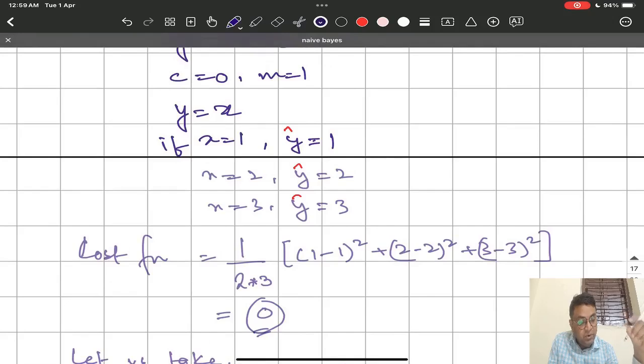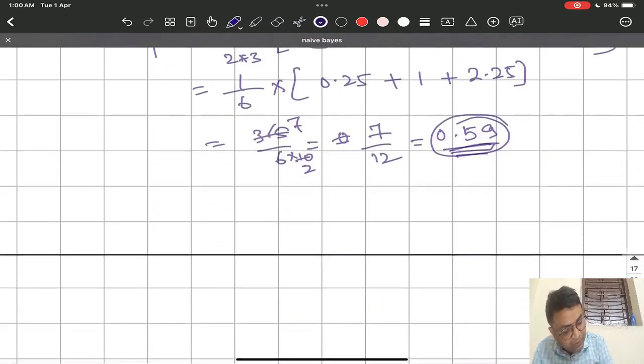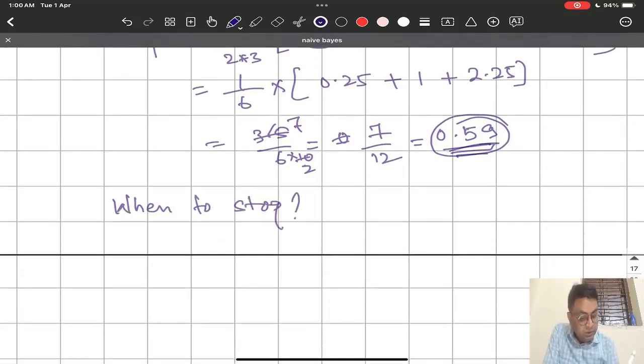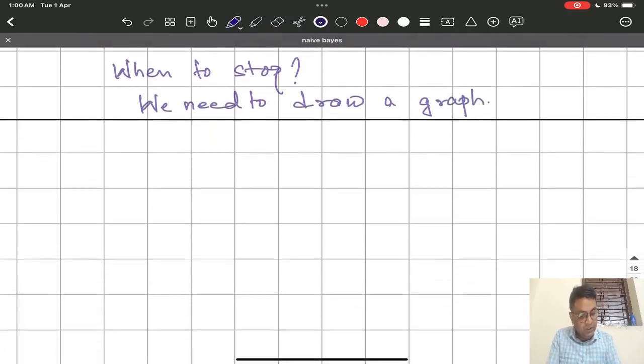For that we need to draw one more graph. You can say that we have to plot one more graph. For this we will take a graph. We need to draw a graph. What is the graph? Let us see.